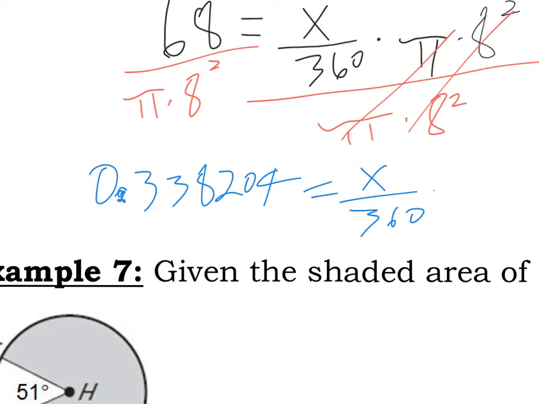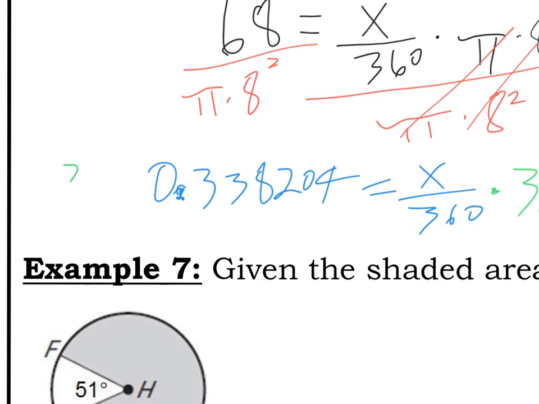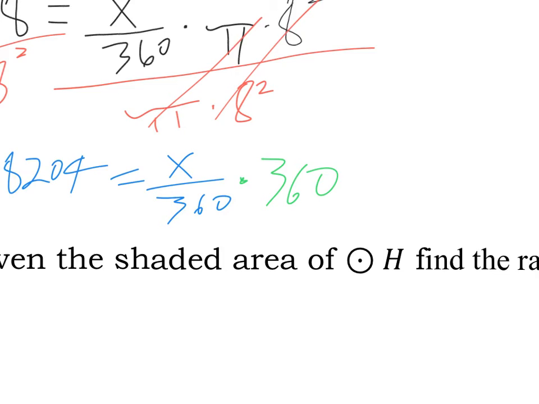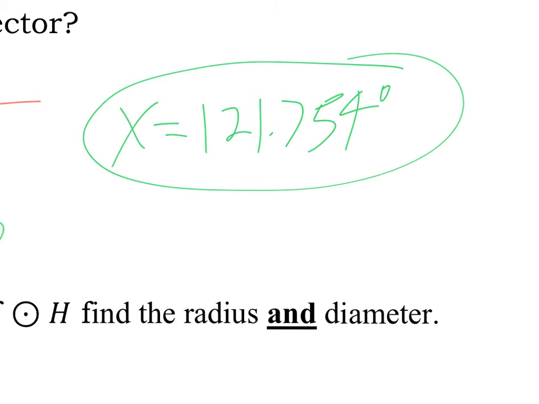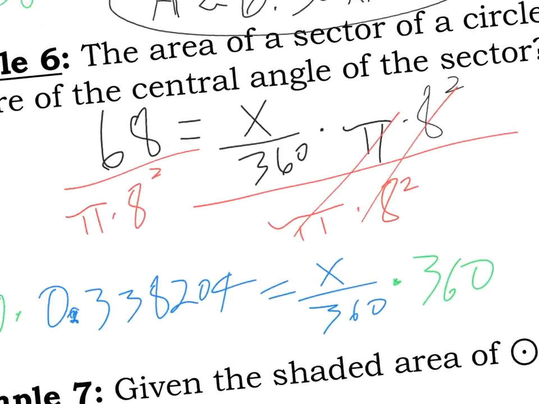Opposite of dividing by 360 is multiplying by 360. So let me move this over. So I have 360 times all of this. And I'm going to get my approximate degree, x is about 121.754 degrees. Okay? I could have done this all in one step if you think about it.